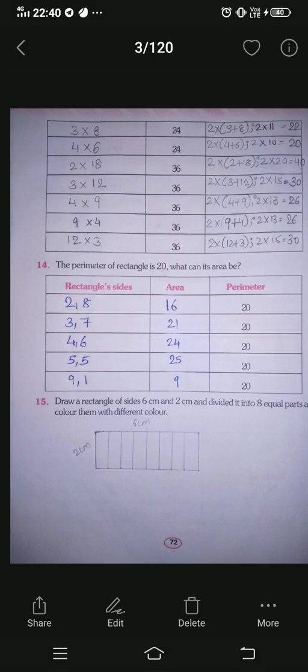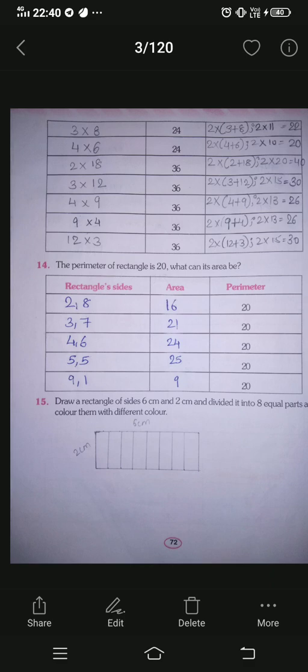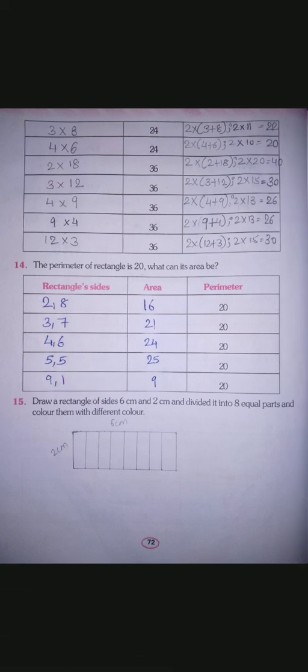You know the two sides, one will be the length and one will be the width. So 2 8s are 16. Length into width multiplied gives 16. 3 7s are 21. 7 is your length, 3 is your width, 3 7s are 21. 6 is your length, 4 is your width, and these are the two sides of the rectangle. Multiply, 6 4s are 24. 5 and 5 are your two sides and 5 5s is 25. Multiply. 9 and 1 are your two sides and 9 1s are 9. Multiply, you got the area.